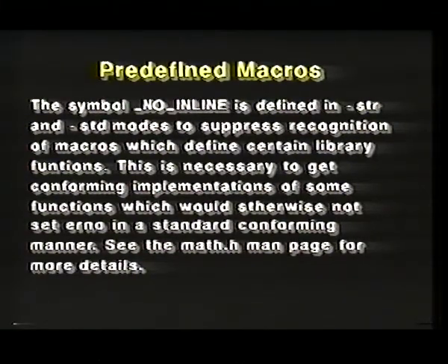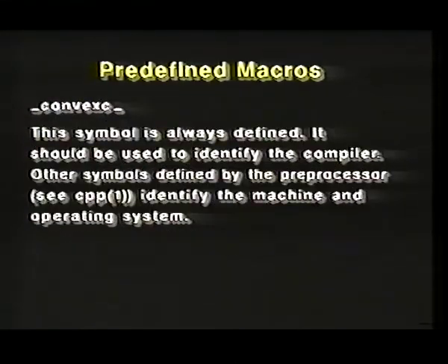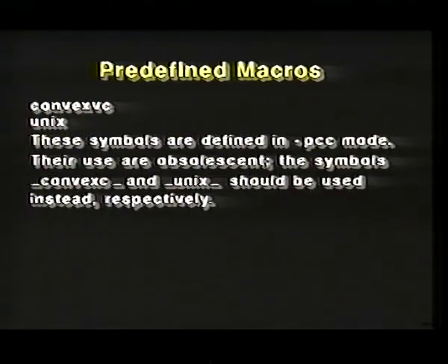And the new standard math.h header file, most of the intrinsic functions in there are defined as macro-like functions such that they can be inline. __convex__ is defined as identifying the machine that you're on, in this case the Convex. __convex and __unix are still defined in backward compatibility mode, but they are made obsolescent with __convex__ and __unix__.